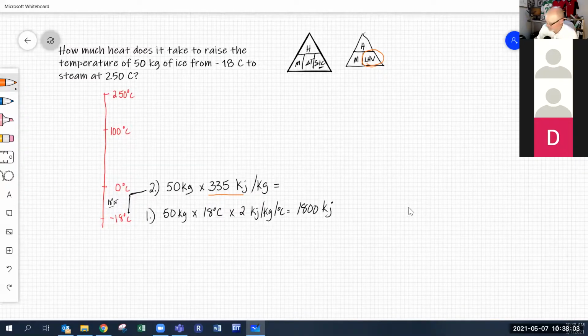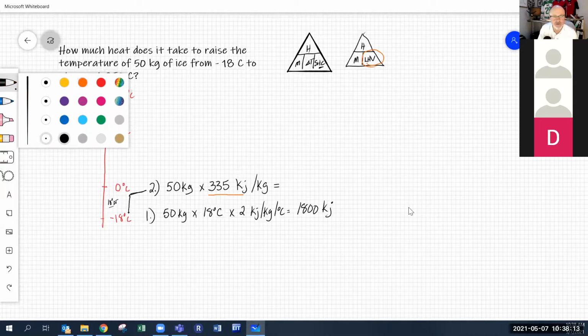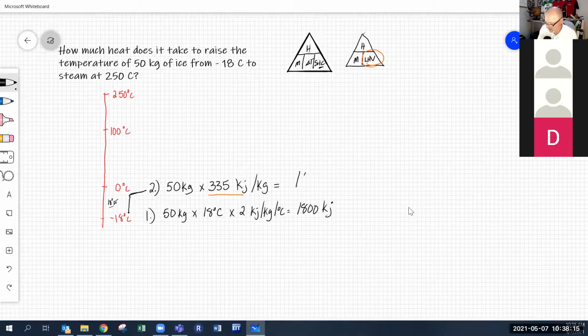Yes, sir. Okay, so we will multiply that out, 50 times 335. And that is going to equal, let me write this down in black, 16750 kilojoules to change the state of that ice. That's now called fusion. Sorry, Doug. That's the latent heat of fusion solidification, either or.